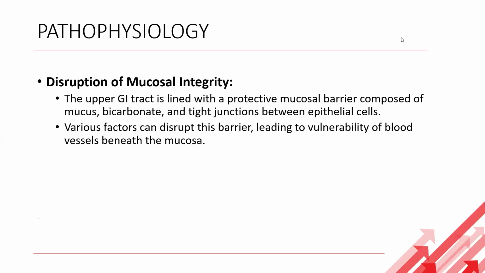Now, after looking at those, one of the things that we need to understand more is the pathophysiology. When you look at the pathophysiology of upper GI bleeding, we're looking at the upper GI tract, which is lined with a protective mucosal barrier, composed of mucus, bicarbonate, and tight junctions between the epithelial cells. Various factors can disrupt this barrier. Remember, underneath this barrier is where you find your blood vessels, beneath the mucosa. So at any point when this barrier is disrupted, there's an increased risk that the blood vessels can be affected, can begin to wear out and tear, and that's where you begin to get your bleeding from.